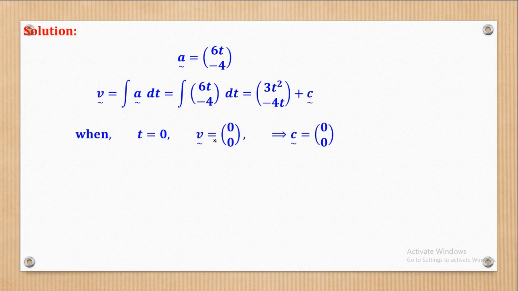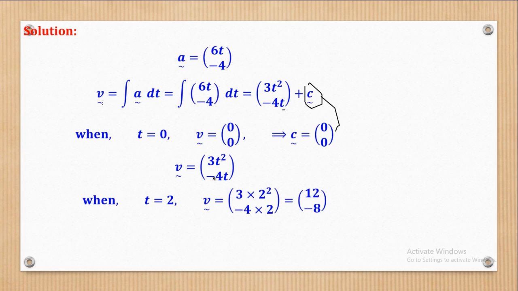Therefore, when t is equal to 0, initially it implies that velocity was 0 because they told us that the particle was at rest. And when I substitute for t and for v, t here 0 and v here 0, 0, I realize that I remain with c being equal to 0, 0. Now that I've got the value of c, I can express the velocity without a constant of integration, which will be velocity equal to 3t squared and negative 4t.